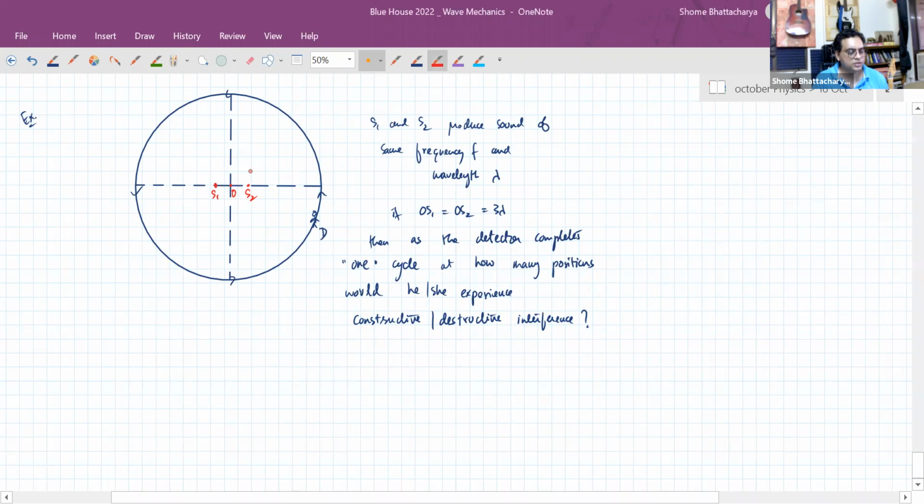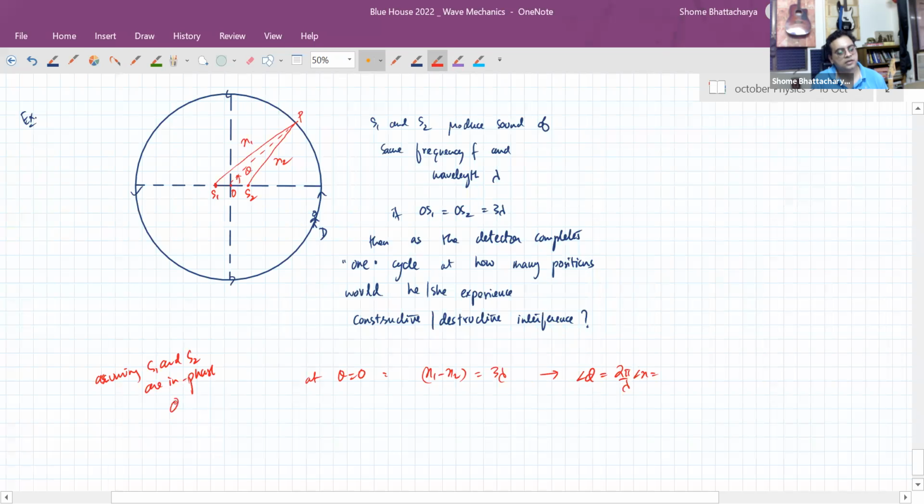Yes, very good, Devan. So what we'll see is, if we take a general position like this, where we take this angle as theta, you can see that there's a path difference between these. So if this is x1 and this is x2, at theta equal to zero, the path difference x1 minus x2 has a magnitude of 3 lambda. So the phase difference is 2 pi by lambda times delta x. So assuming sources S1 and S2 are in phase, the inherent phase difference between them is zero. So then that is equal to 6 pi.